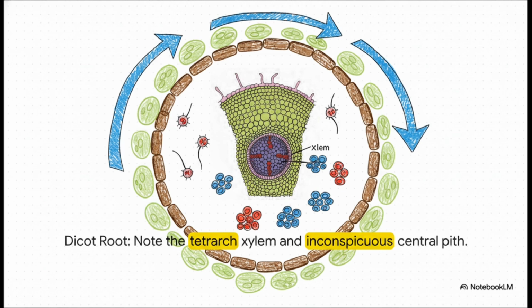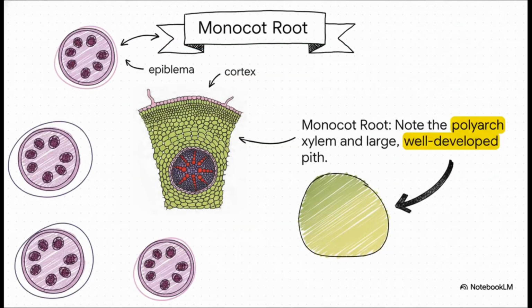And then right in the middle is the stele, with the vascular tissue. You'll typically see 2 to 4 bundles of xylem. And the pith, that very central part, it's tiny. Sometimes it's not even there. Now for the monocot root. At first glance, you might think, hey, this looks pretty much the same. And you're right. It's got the epiblema, cortex, endodermis, pericycle. The basic layout is identical.